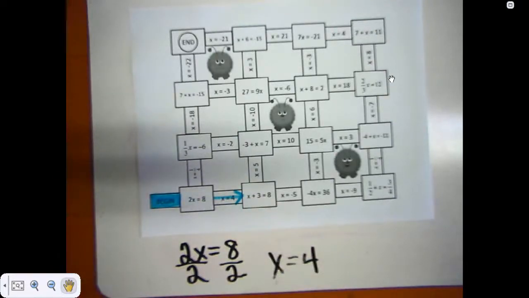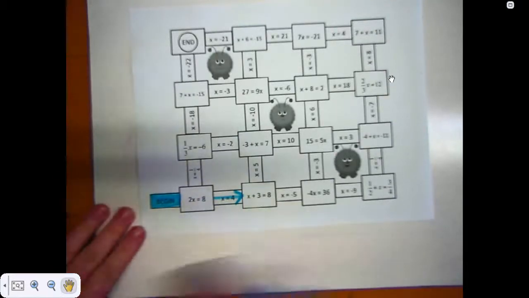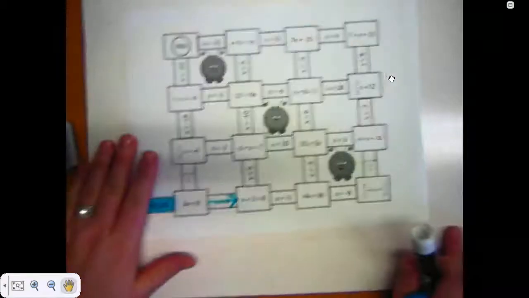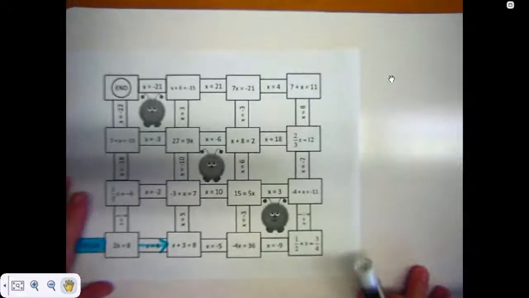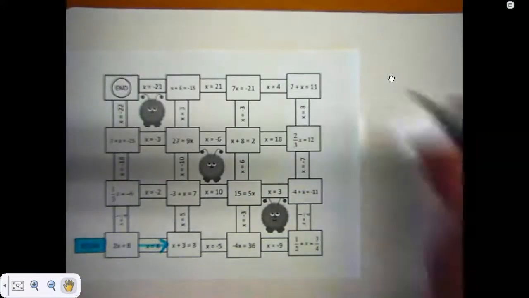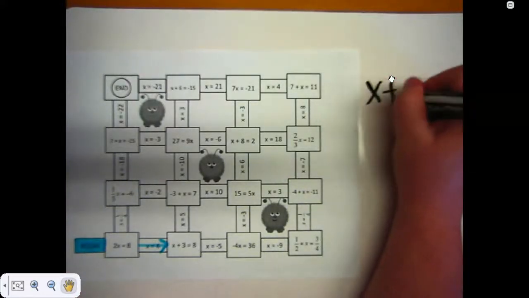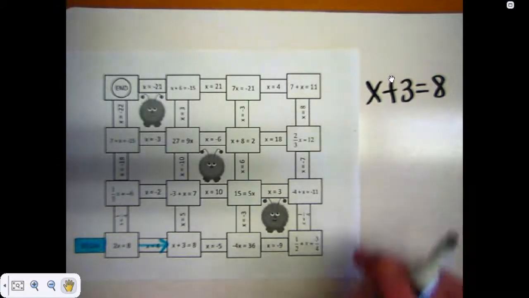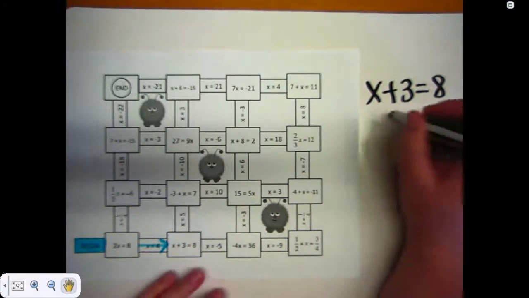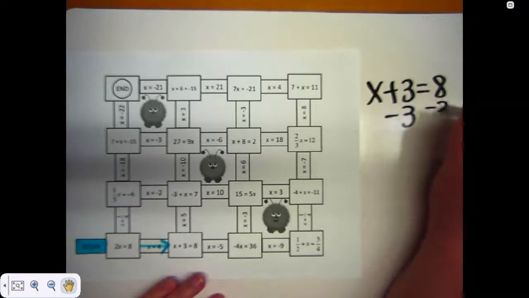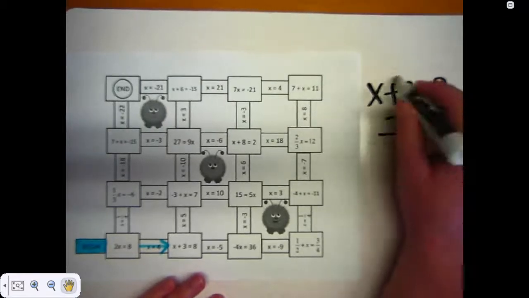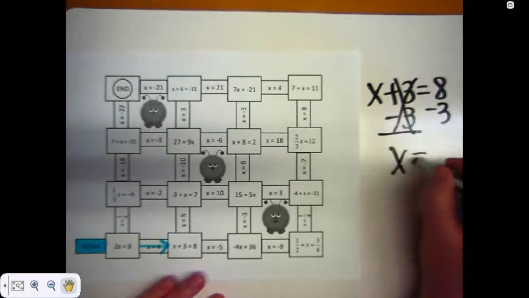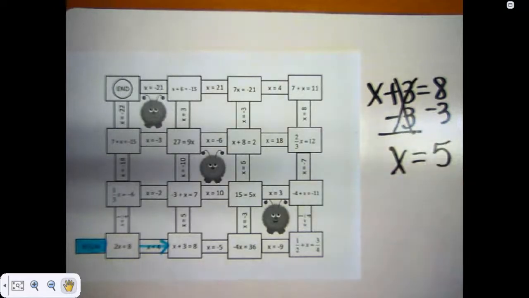So this would be x plus 3 equals 8. I'm going to move this over so I can write over here. X plus 3 equals 8. So the first thing I need to do is get rid of the 3. That leaves me with x is equal to positive 5.